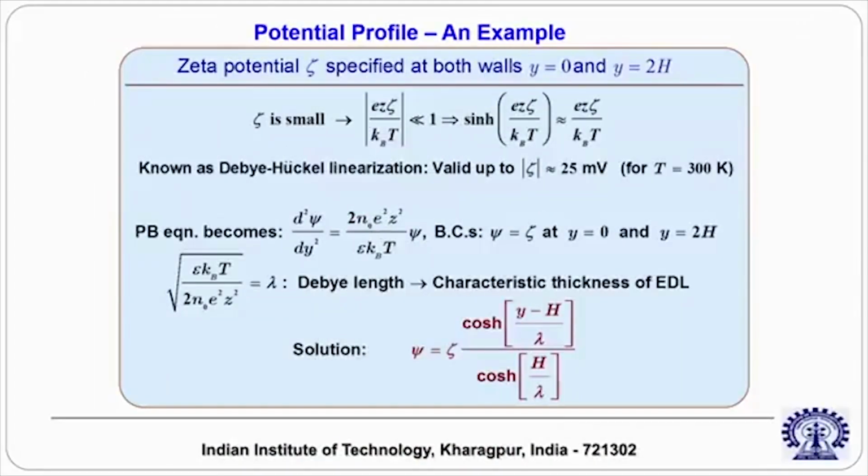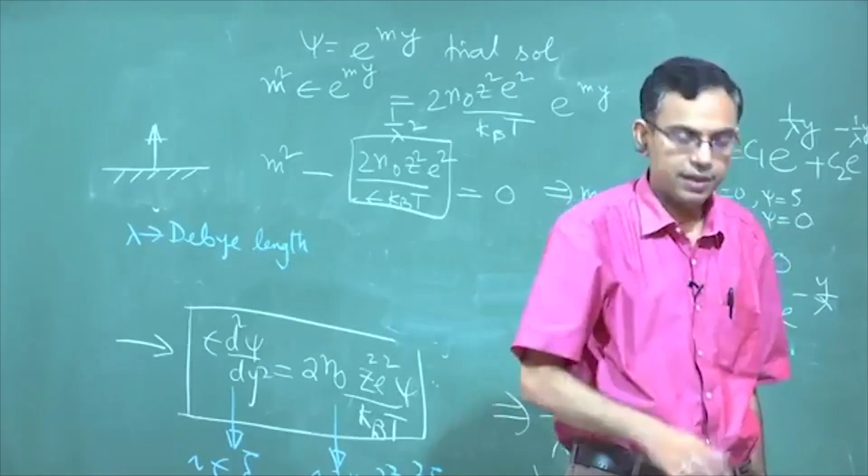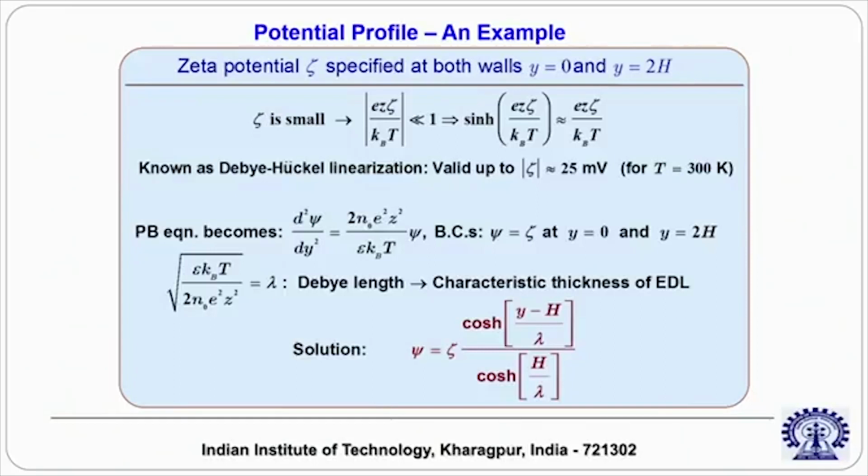So if you look into the slide, here I have given a solution for psi with the condition that psi is equal to zeta at y equal to 0 and y equal to 2h, which are the boundaries of the bottom plate and the top plate, and accordingly the solution will be given by this cos hyperbolic function, which is the combination of e to the power x and e to the power minus x. Sin hyperbolic was e to the power x minus e to the power minus x by 2, cos hyperbolic is e to the power x plus e to the power minus x by 2.